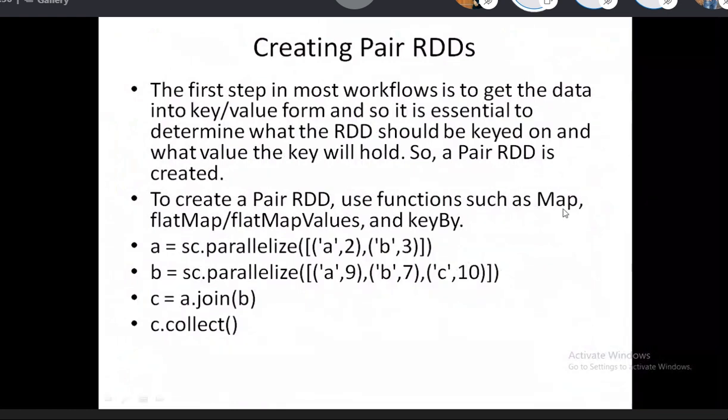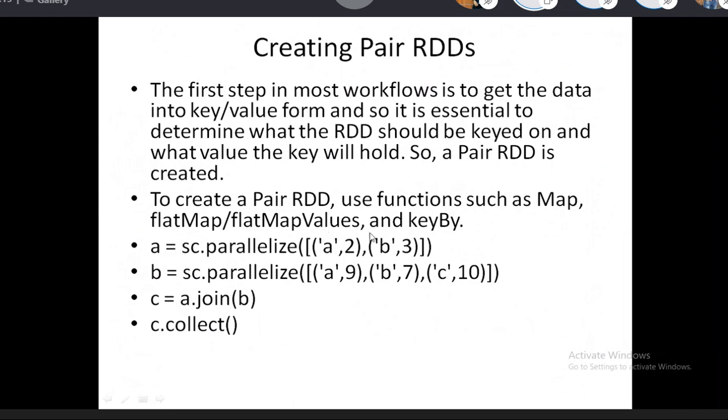So this is your pair RDD. If you want to create a pair RDD, like a dictionary, a combination of keys and values, that is called a pair RDD. In case your RDD has a combination of keys and values, that is called your pair RDD. See in this example, A comma 2, B comma 3, A 9, B 7, C 10. Here A is your key, B is your key.